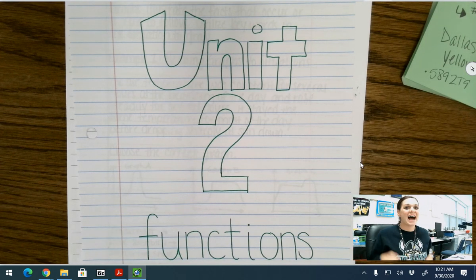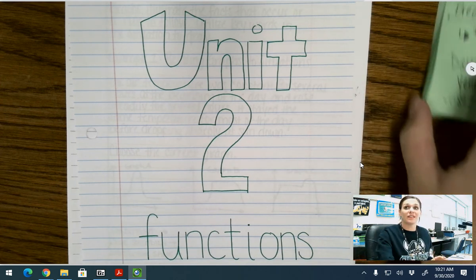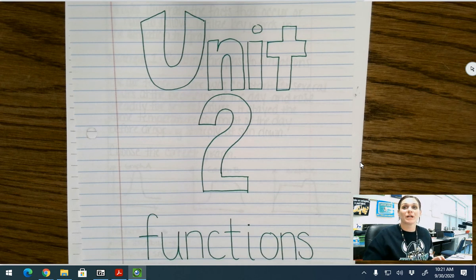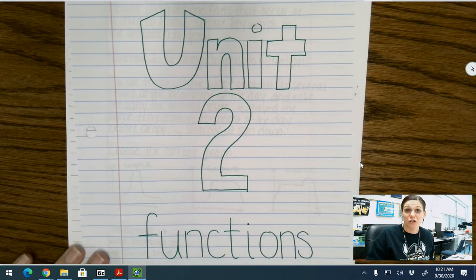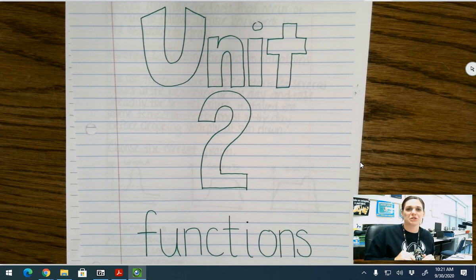Hey guys, I am ready for our next unit, and I hope you guys are too with what we are going to be doing. So, in this unit, we are going to be focusing in on functions. I know when we did equations, I had written chapter, book has changed, all of this kind of stuff. So, we're going to start calling them units and modules.